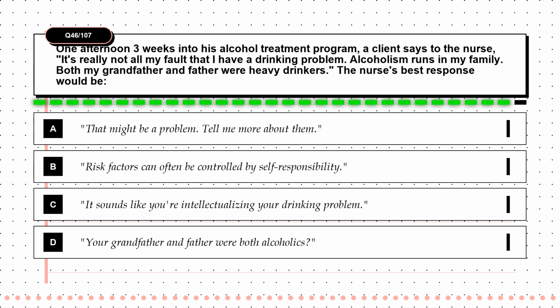Question 46. One afternoon, 3 weeks into his alcohol treatment program, a client says to the nurse, "It's really not all my fault that I have a drinking problem. Alcoholism runs in my family. Both my grandfather and father were heavy drinkers." The nurse's best response would be, here are the options. Option A. "That might be a problem. Tell me more about them." Option B. "Risk factors can often be controlled by self-responsibility." Option C. "It sounds like you're intellectualizing your drinking problem." Option D. "Your grandfather and father were both alcoholics."